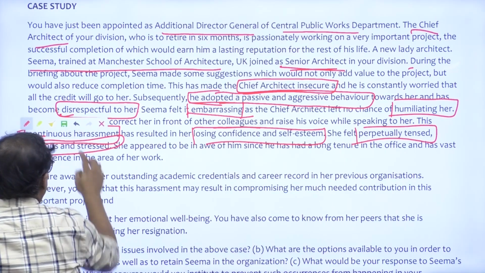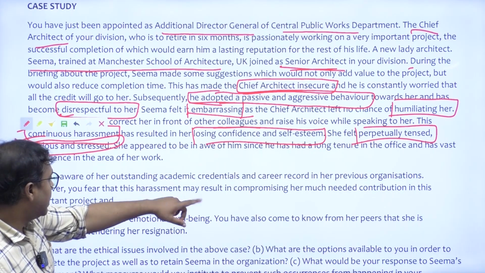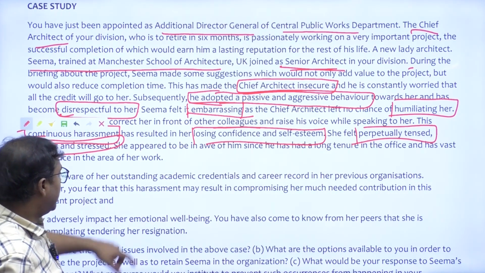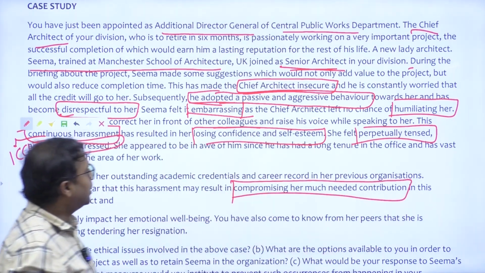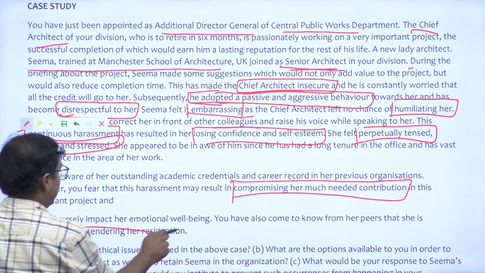You are aware of her outstanding academic credentials and career record in her previous organization. However, she... compromising her, yes, this will also be there. Where? May adversely.